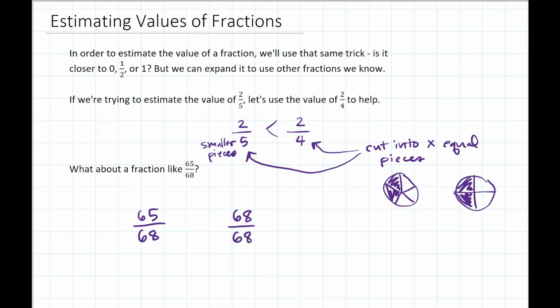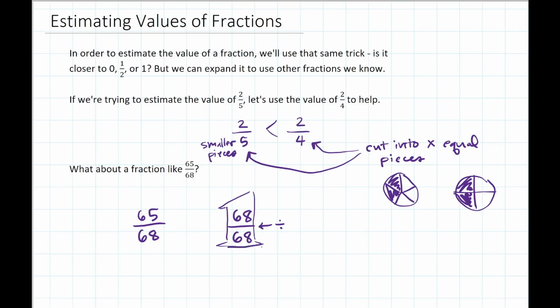68/68. I know exactly what that is, because remember, this line in a fraction means divide. So this is saying, what is 68 divided by 68? Or if you cut your whole into 68 pieces and then you took all of those pieces, how much do you have? You have the whole thing. So this is really a big invisible 1, this 68/68.